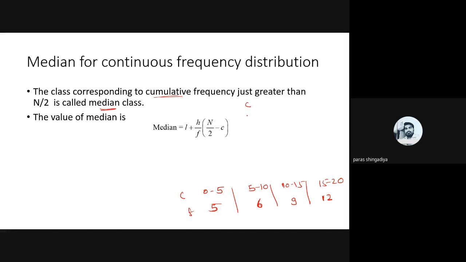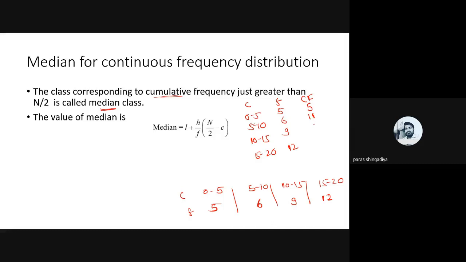So first write the class intervals here: 0 to 5, 5 to 10, 10 to 15, and 15 to 20. Then write the frequencies as given: 5, 6, 9, and 12. Now let us check the cumulative frequency, called CF. It is the addition of consecutive terms of the frequency. First take 5 as it is. For the next one, we take 5 plus 6, which is 11.